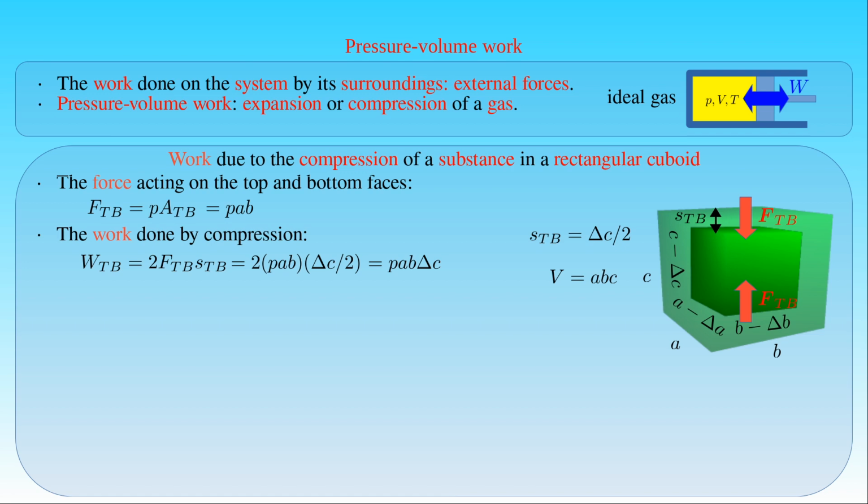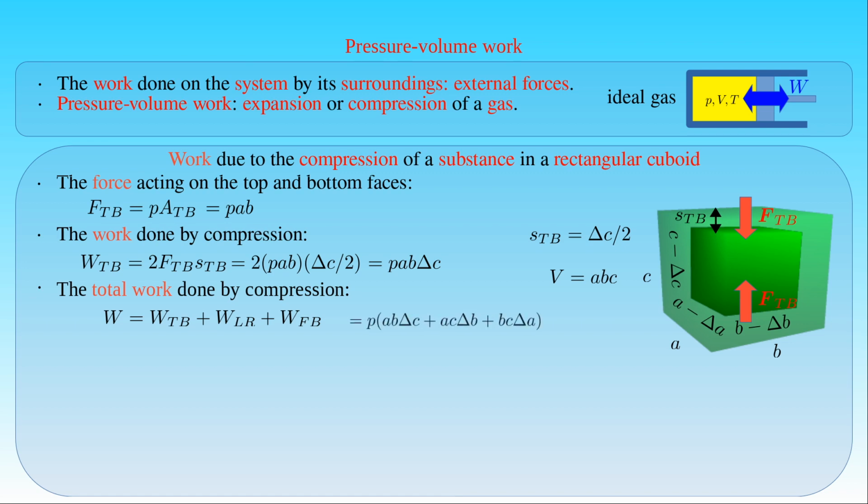The total work W done by moving all the 6 faces can be written as the sum of the work W_TB done on the top and bottom faces, the work W_LR done on the left and right faces, and the work W_FB done on the frontal and back faces of the cuboid. Since the work done on the left and right faces, and on the frontal and back ones can be expressed in the same way as the work done on the top and bottom faces, the pressure volume work W is given by P times the quantity of A times B times delta C, plus A times C times delta B, plus B times C times delta A.